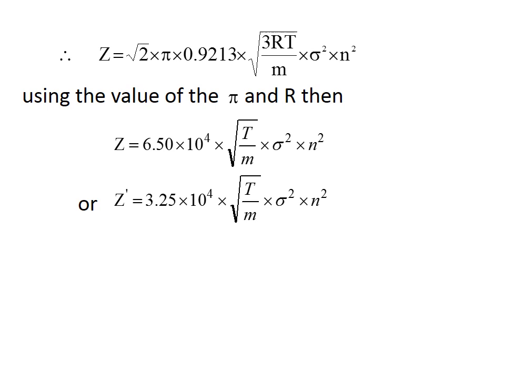Here you note that the number of colliding molecules present in the system is directly proportional to sigma square and directly proportional to N square, and it is directly proportional to root T and inversely proportional to root M. These are the four points you have to keep in mind regarding the collision theory. The number of colliding molecules per cc per second is directly proportional to sigma square and N square, and root T, and inversely proportional to root M.